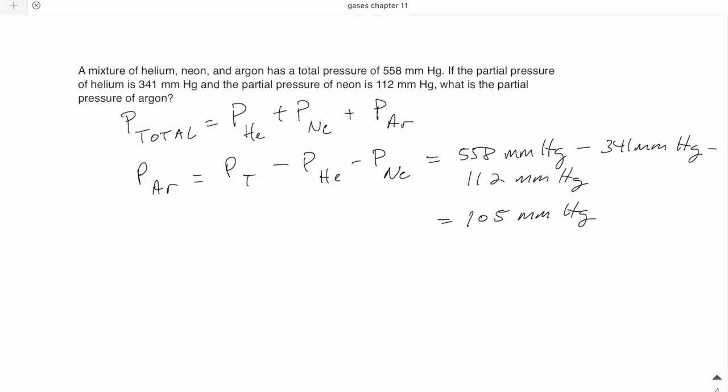So let's take a look at this problem with Dalton's Law. It says a mixture of helium, neon, and argon has a total pressure of 558 millimeters of mercury. If the partial pressure of helium is 341 and neon is 112, what's the partial pressure of argon? This is pretty much a straightforward Dalton's Law problem. We know that we have 3 gases in our mixture, so our total pressure is going to be the sum of all those 3 gases.